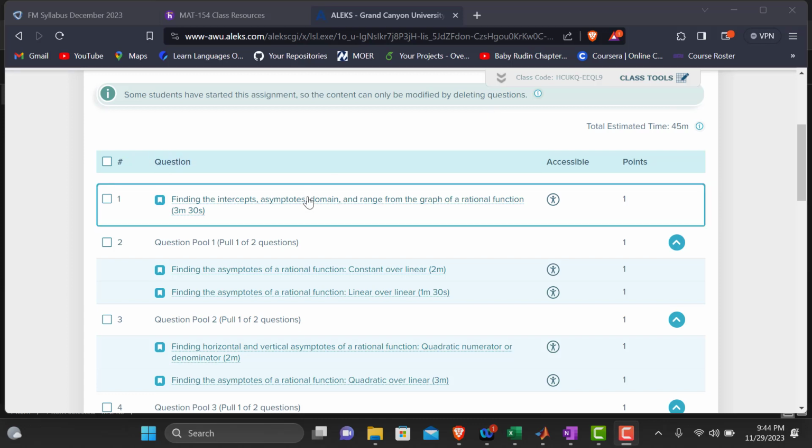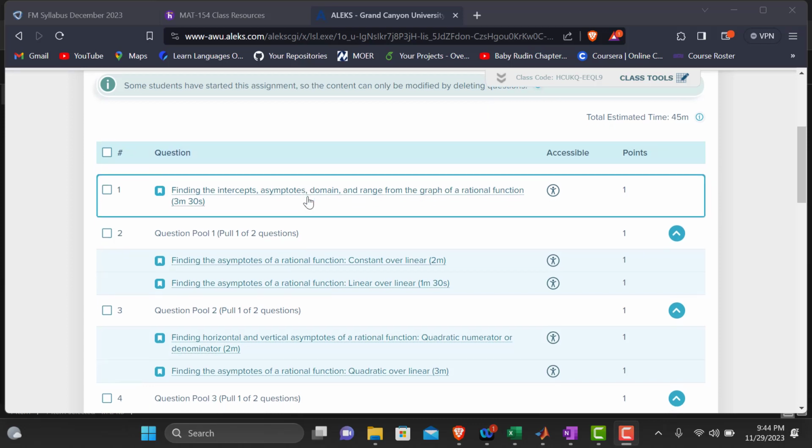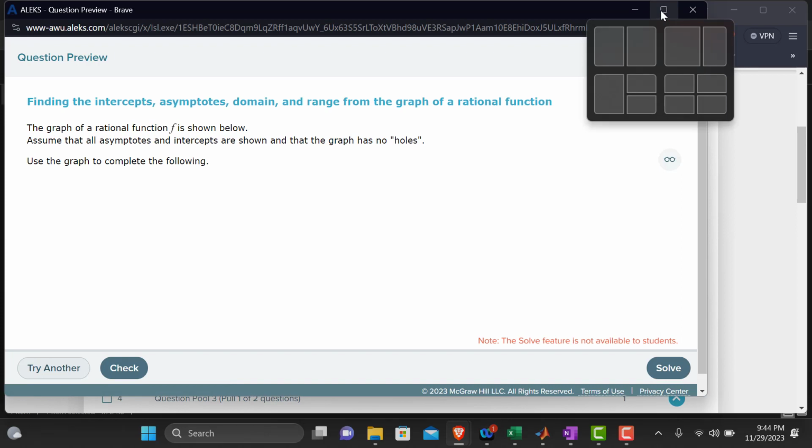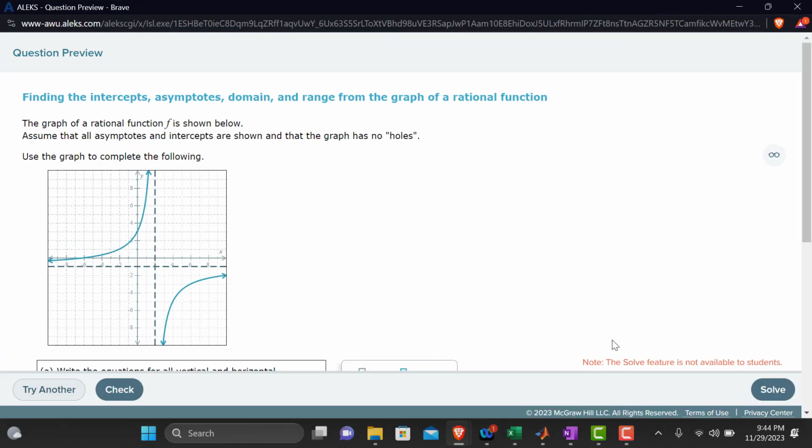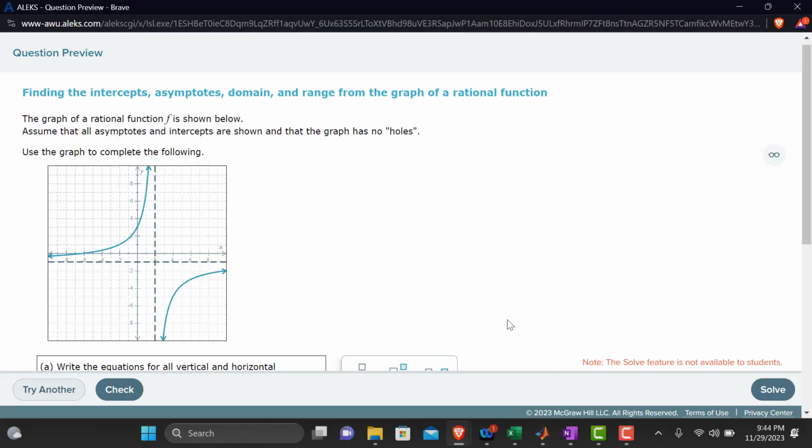Alright, as promised, we'll go through this exam 3 prep. Might only get halfway through this video. So number 1 here, you can see finding the intercepts, asymptotes, domain, and range from the graph of a rational function. So let's go ahead. Some of these will require a little bit of work to be done on the whiteboard, but others not.